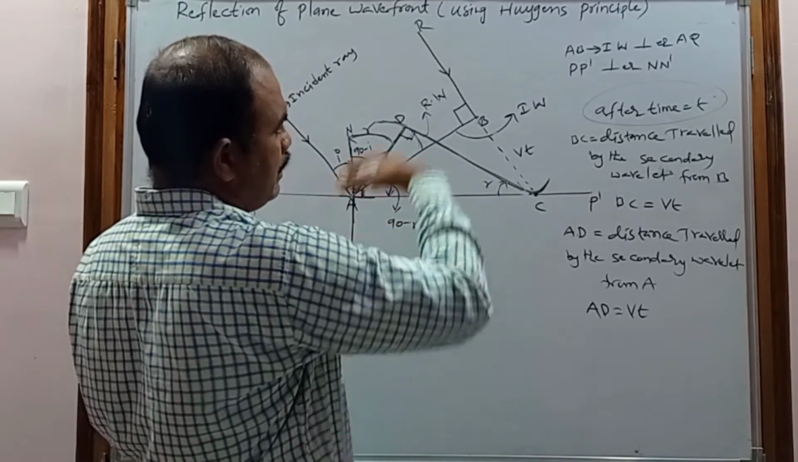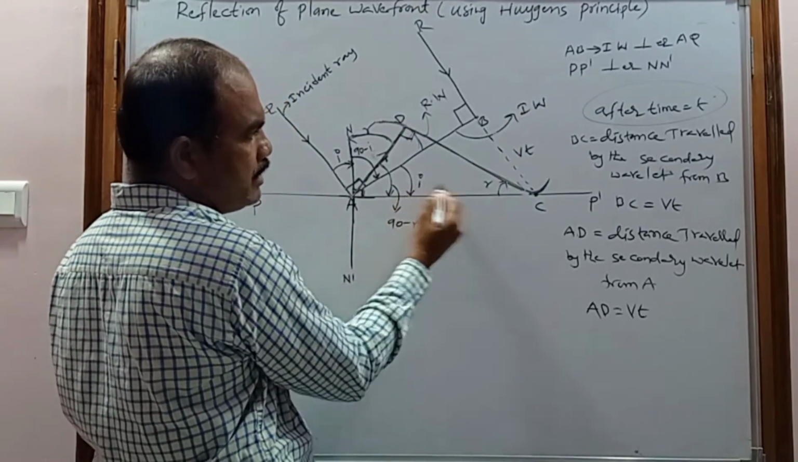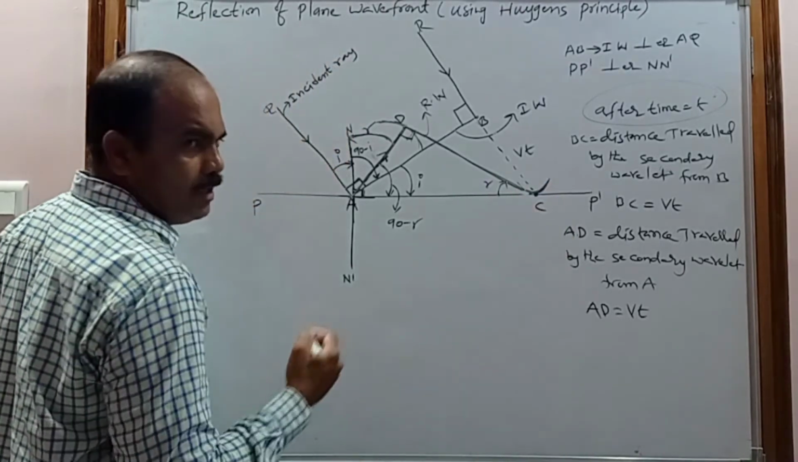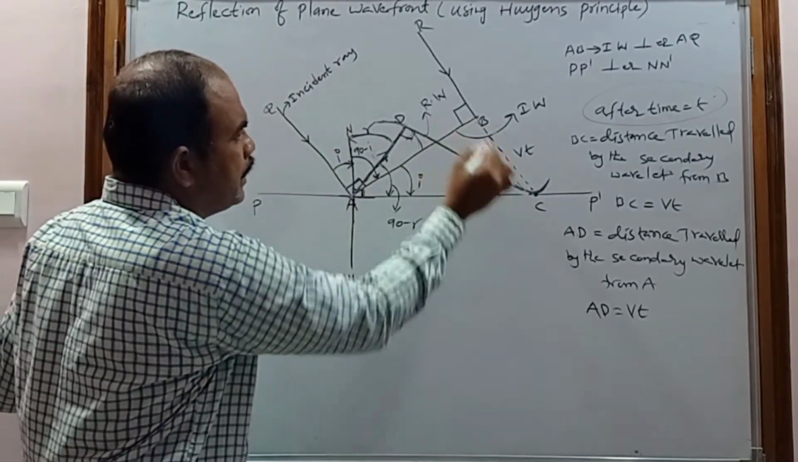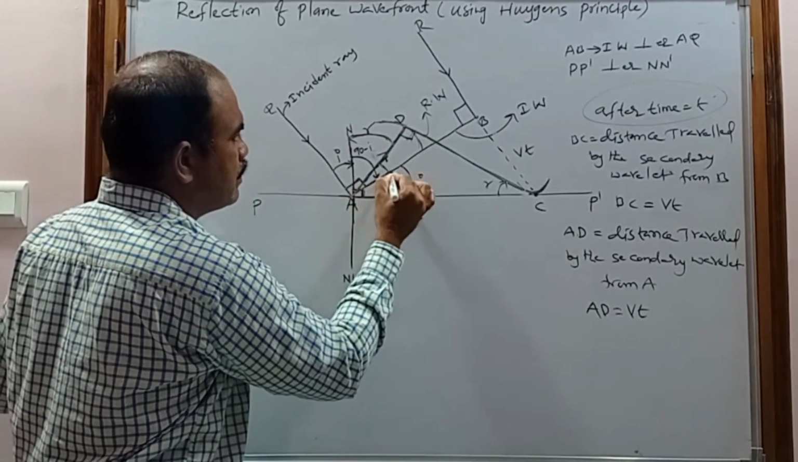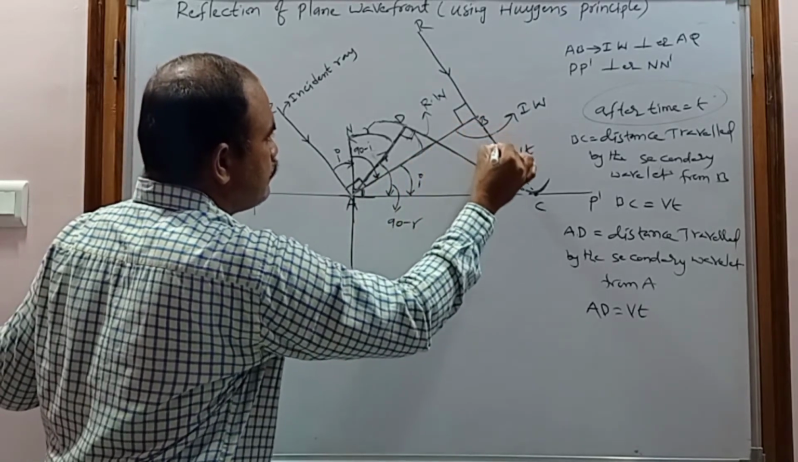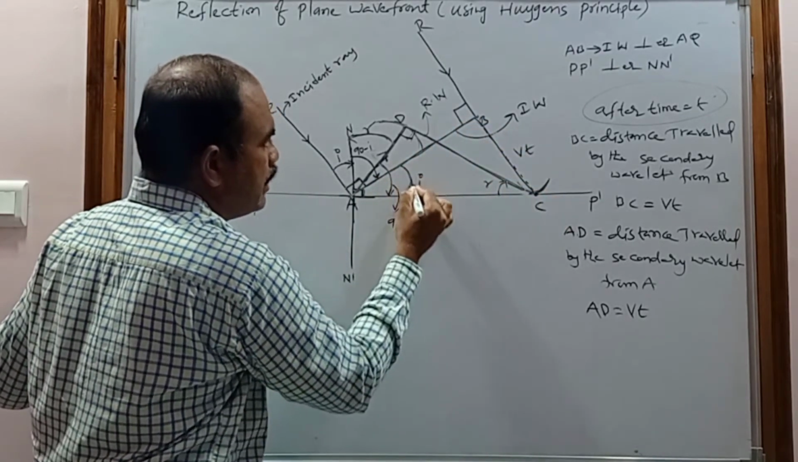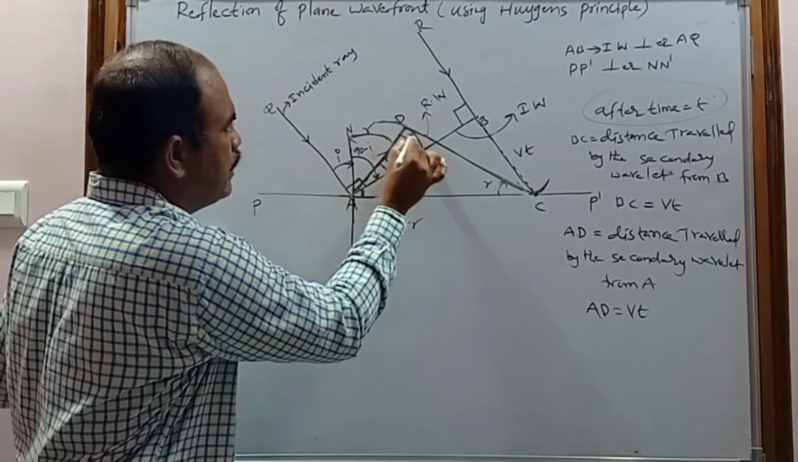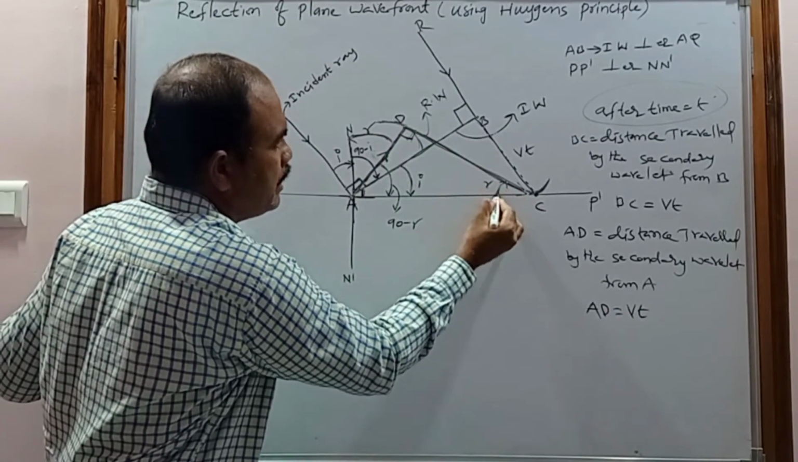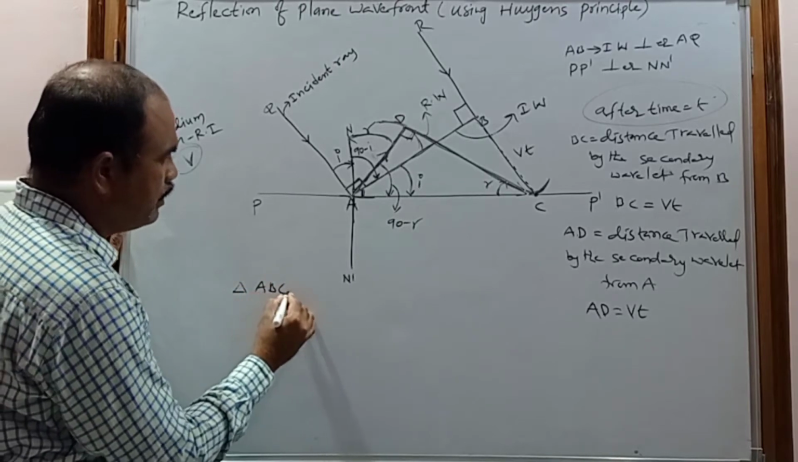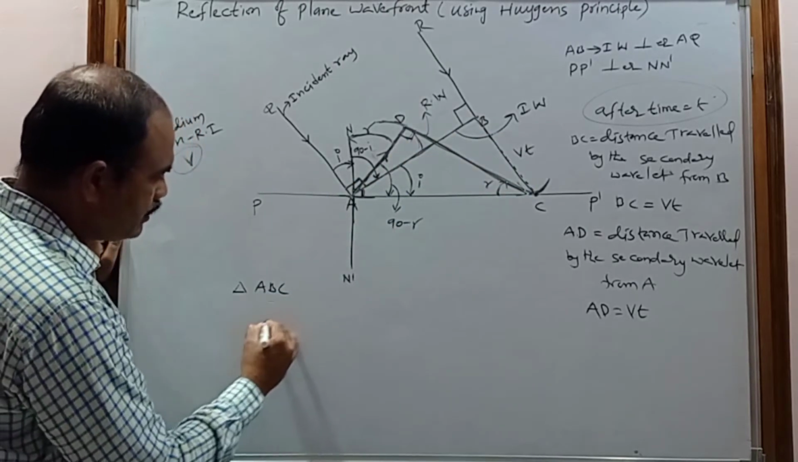When we prove that the angle of incidence is equal to the angle of reflection, I am taking two triangles here. One is ABC. In ABC, this angle is I. And in ADC, this angle is R. So I am taking the first triangle, ABC. The ABC will be like this. I am drawing it here.